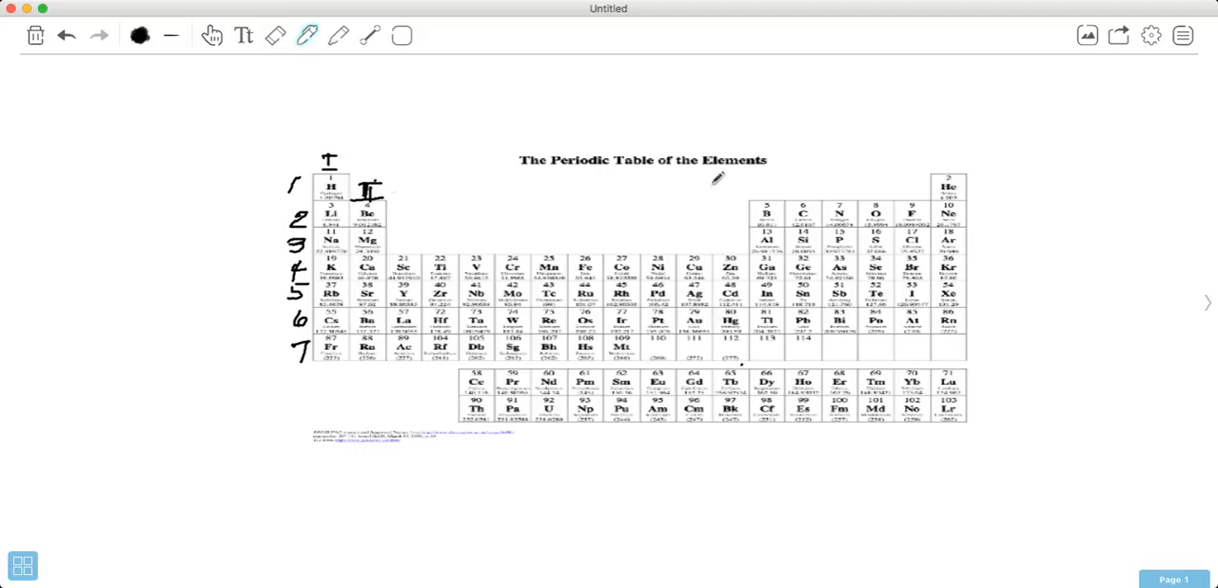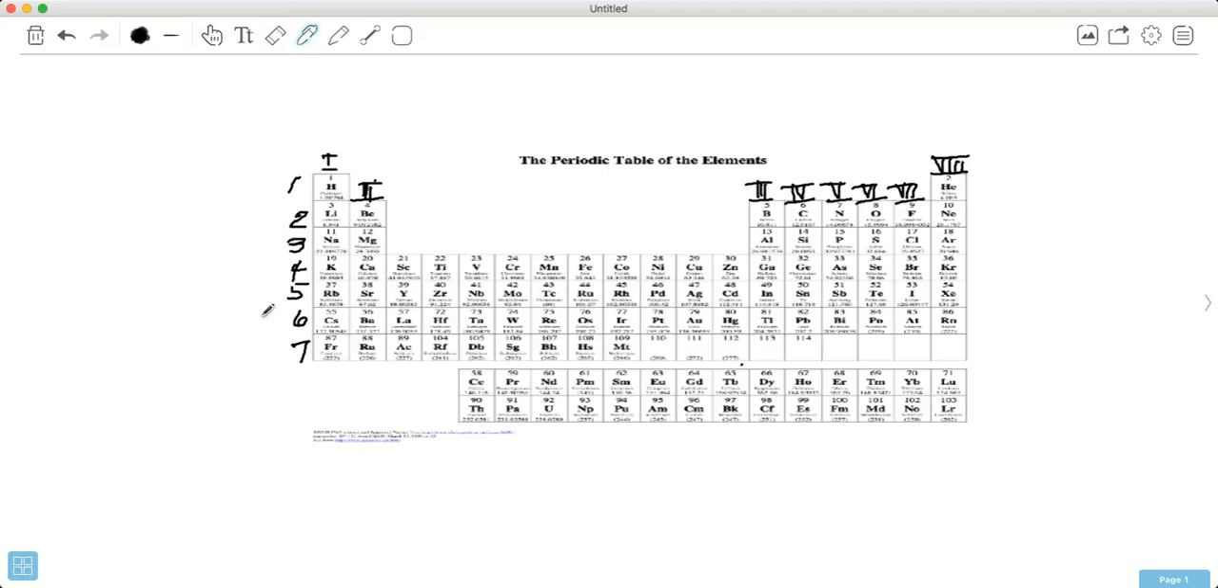1, 2, 3, 4, 5, 6, 7, and 8. All right, so those are the 8 main groups, and you have 7 periods.